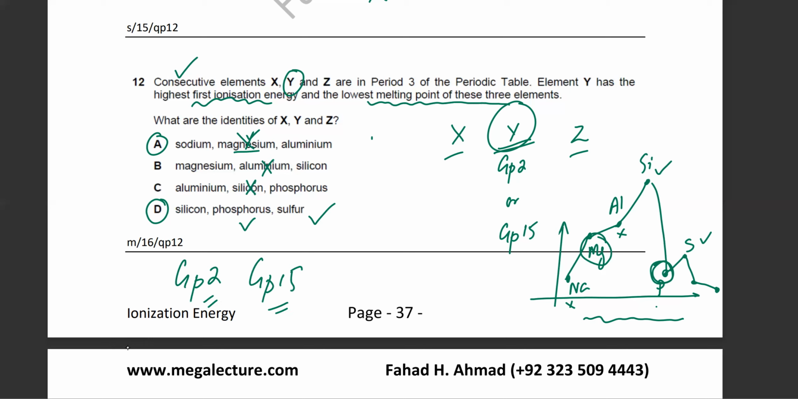And the next part was that they were saying that the melting point of these three elements, the Y element, must have the lowest melting point. So that singled it out to group 15. Like if you plot the melting points, then compared to its neighbors, P has a lower melting point. So this must be X and this must be Y and this must be Z. Hence the option is D and not A. Is that clear? Yes, sir.